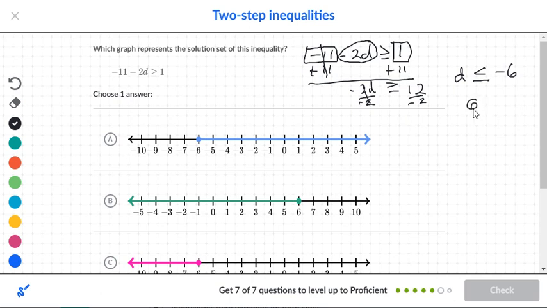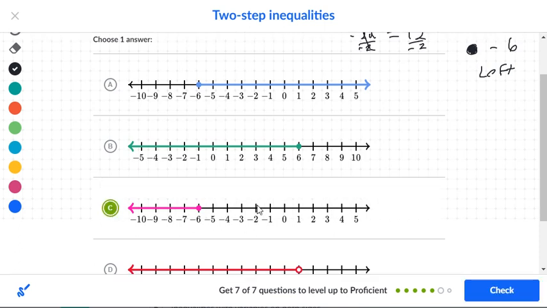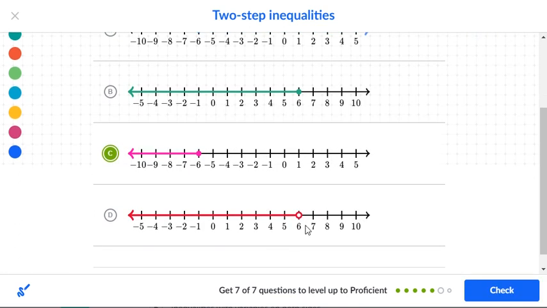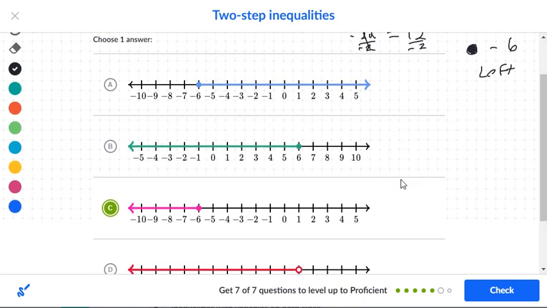Now I see the little solid line, so I know this is solid. I know it's going to be at -6. I'm going to use my left hand to make that sign. So I'm looking for solid above -6 and going to the left. A is no good, it's going to the right. B is not even the correct number. C is our best choice because it's -6 going to the left. D is not the correct number, plus it's an open circle. So letter C should be our answer.